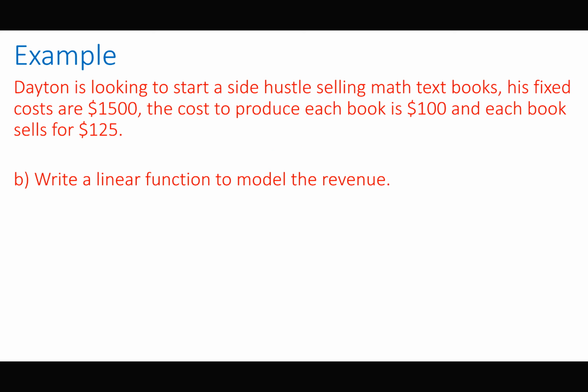All right, part B. Write a linear function to model the revenue. So again, revenue is P times X. So again, it's a function in terms of X. X is going to stay my variable. And in this case, the textbooks represent X. So I'll just write that down too. So again, textbooks are this X variable.